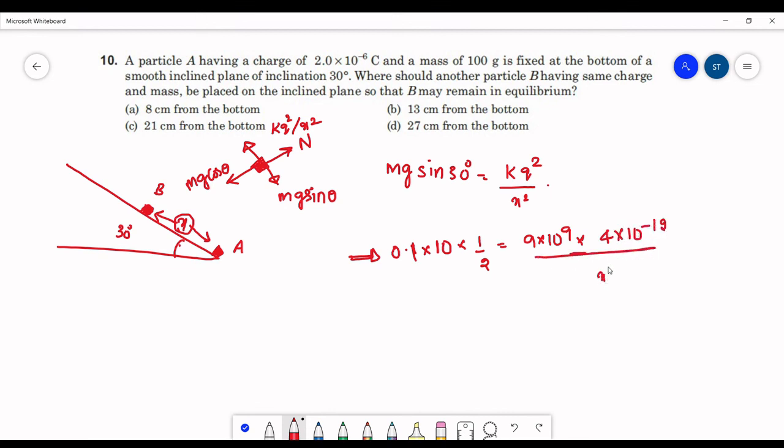Here everything is in SI units. We have substituted mass also in kilograms. So here x square will be equal to 72 into 10 power minus 3. This will be in meter square. Now take the square root and see the calculation. X will be approximately equal to 27 centimeters. So here option D will be correct, 27 centimeters from the bottom.